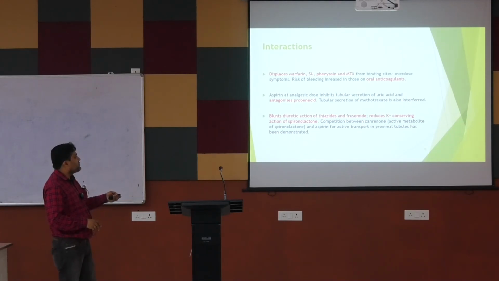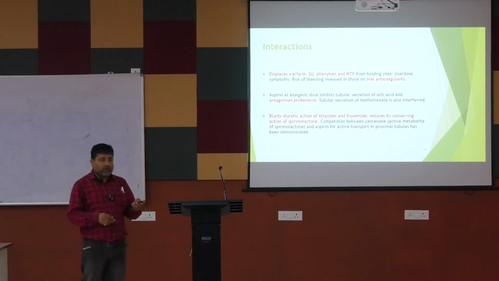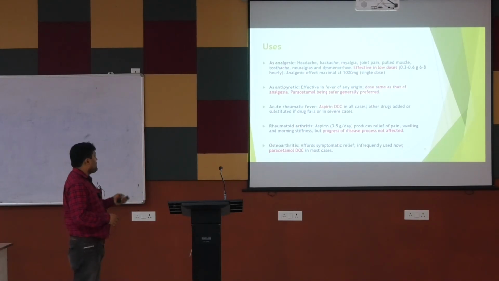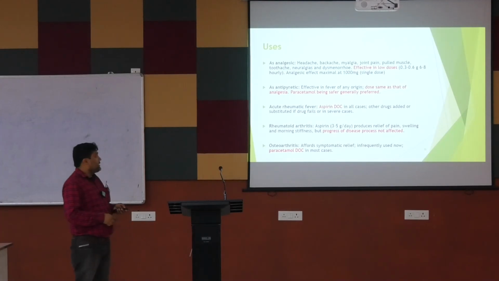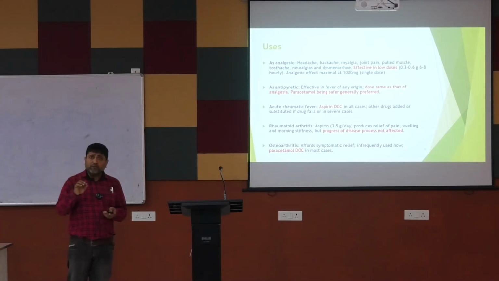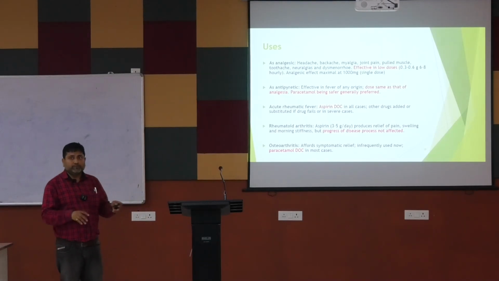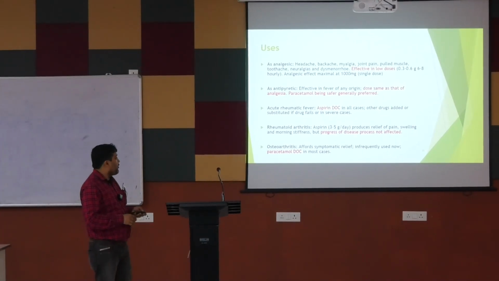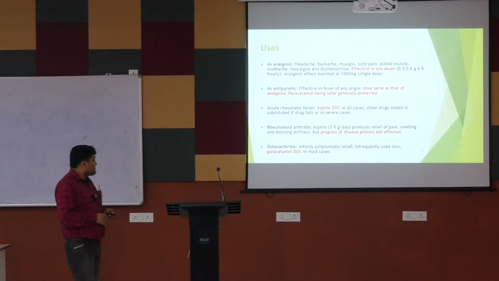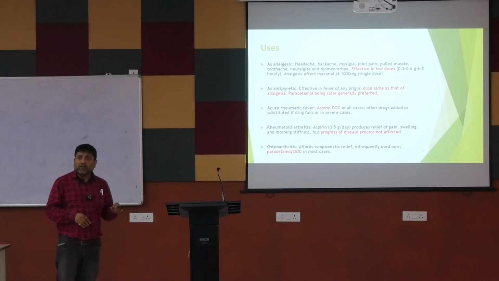Aspirin blunts the diuretic action of thiazide, furosemide. It reduces the potassium conserving action of spironolactone. Uses: as analgesic, as antipyretic. They are effective in fever of any origin, but definitely paracetamol is more preferred because it is safer. Acute rheumatic fever, aspirin is the drug of choice in all cases. Rheumatoid arthritis, osteoarthritis, definitely paracetamol is the drug of choice in osteoarthritic patients.